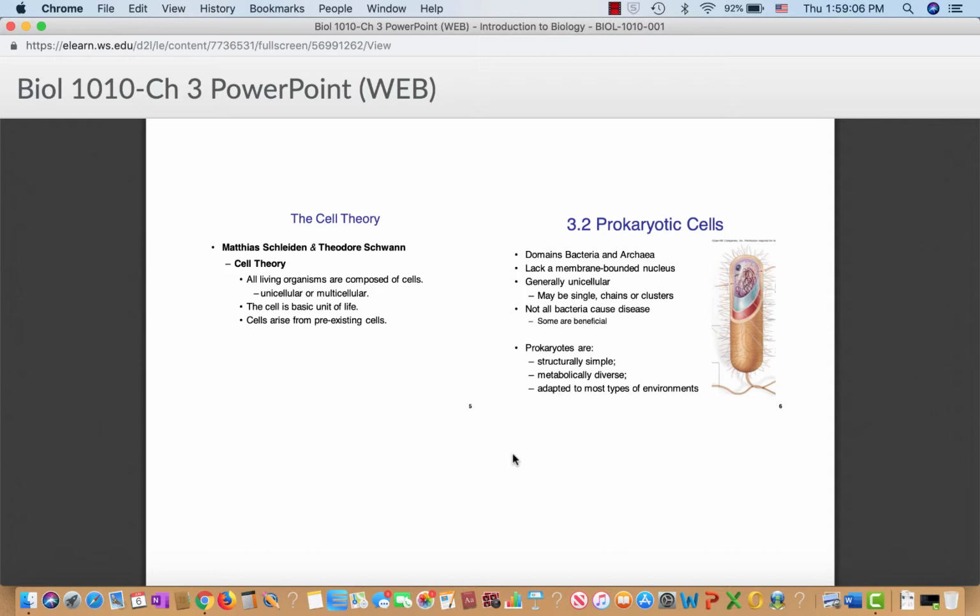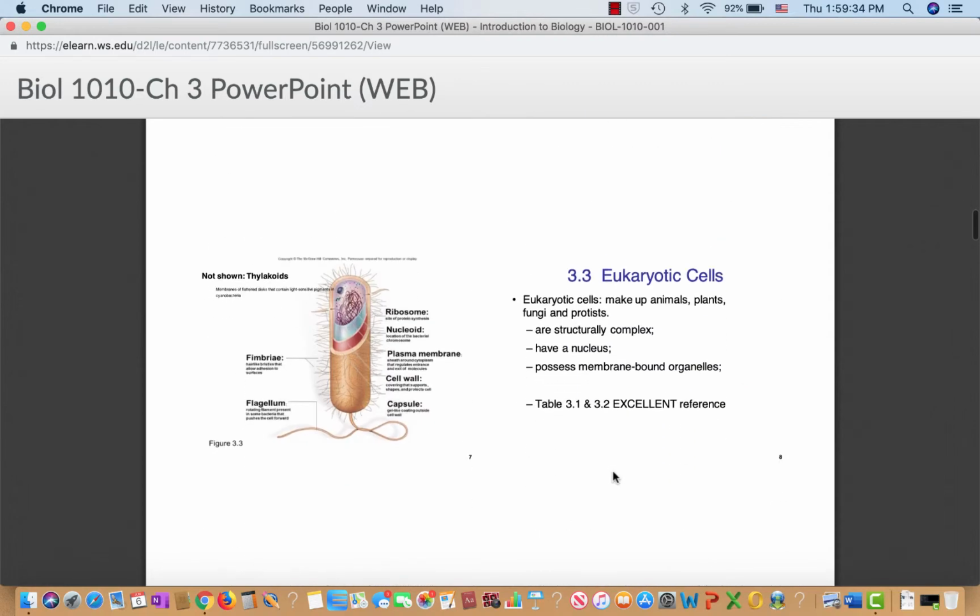Prokaryotes are typically structurally simple, metabolically diverse, and adapted to extreme environments, which is why their metabolism is so diverse. You have to have a completely different way of gathering energy if you're living off of volcanic vents and using sulfur as an electron carrier at the bottom of the ocean than if you are living, say, in a salt bed or something. They're just very different environments.